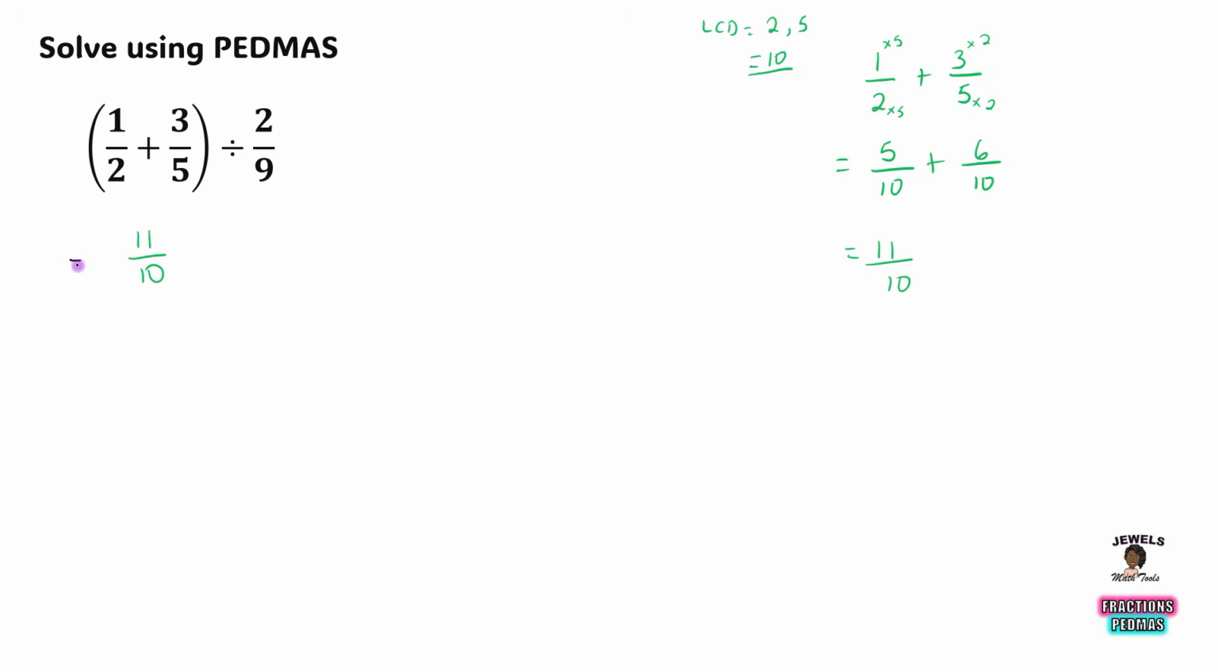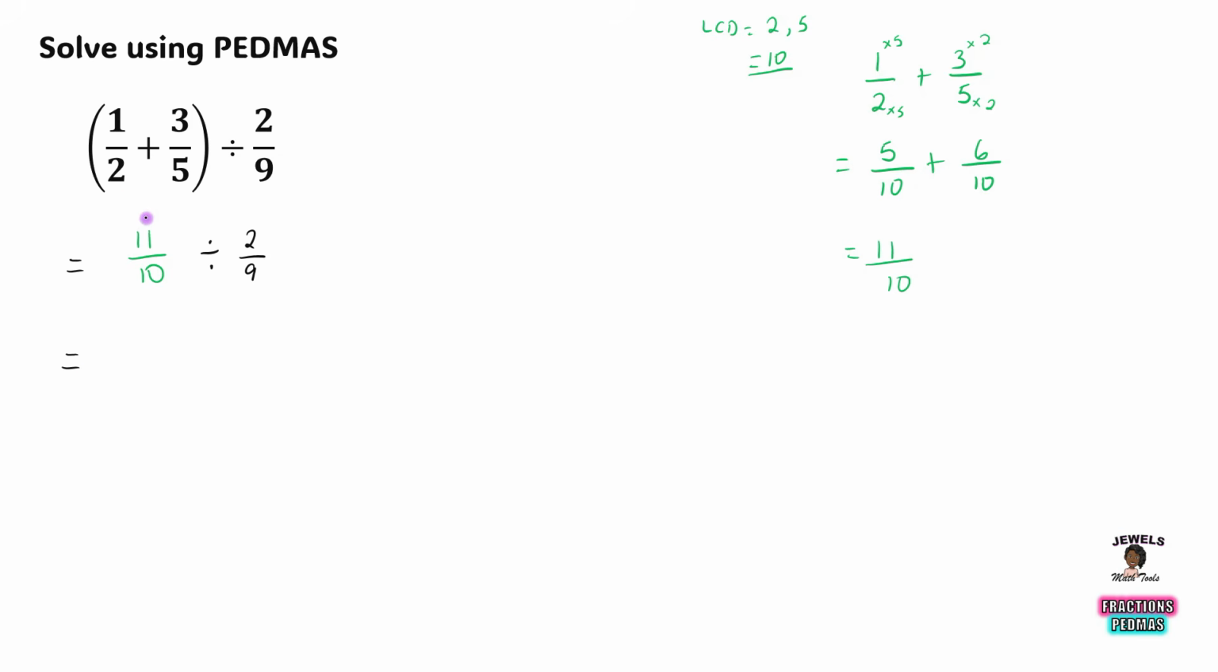And remember that since my next operation is division, I will not be converting my 11/10ths into a mixed fraction, because I know that whenever I am dividing fractions, if I'm given a mixed fraction, I need to first convert it into an improper fraction. And since my fraction is already in its improper fraction form, I will be leaving it as is.